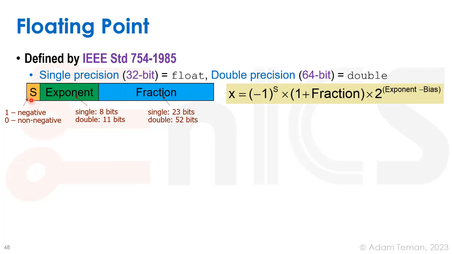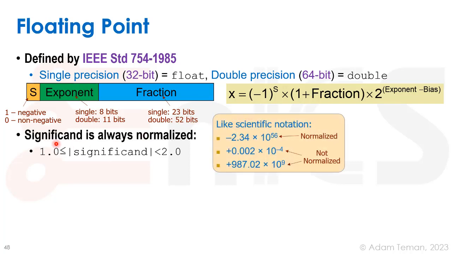In any case, we always start with a sign bit, where 0 means it's non-negative, that's a 0 or positive, and 1 will be negative, so we added a minus over here. And then we have the fraction and the exponent. So the number is actually going to be minus 1 to the power of whatever that sign bit is, times 1 plus the fraction over here, and I'll discuss that in a second, times 2 to the power of exponent minus bias. Okay, and the number of bits we have over here for single and double precision are written down over here. So first of all, we see that the significand is always normalized.